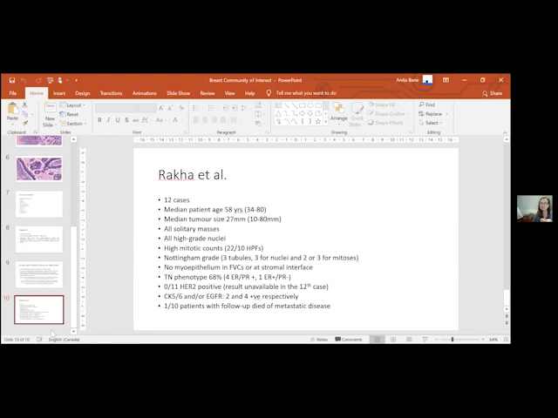11 of the lesions, actually that should be HER2 negative, my apologies, and then they didn't have a HER2 result in the 12th case. 2 and 4 cases respectively were positive for high molecular weight cytokeratin 5/6 and/or EGFR. And in follow-up, although they did provide the caveat that their follow-up overall was quite short, something like 28 months, 1 in 10 patients died of metastatic disease.